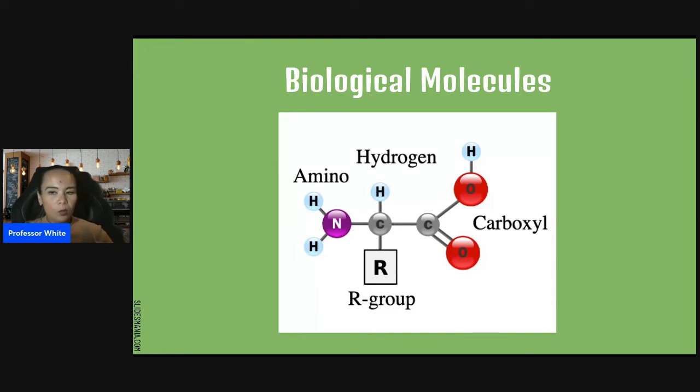R represents a group of atoms attached to the functional group. The R group is referred to as the side chain as well. So that's your biological molecules. And one biological molecule is your carbohydrates.